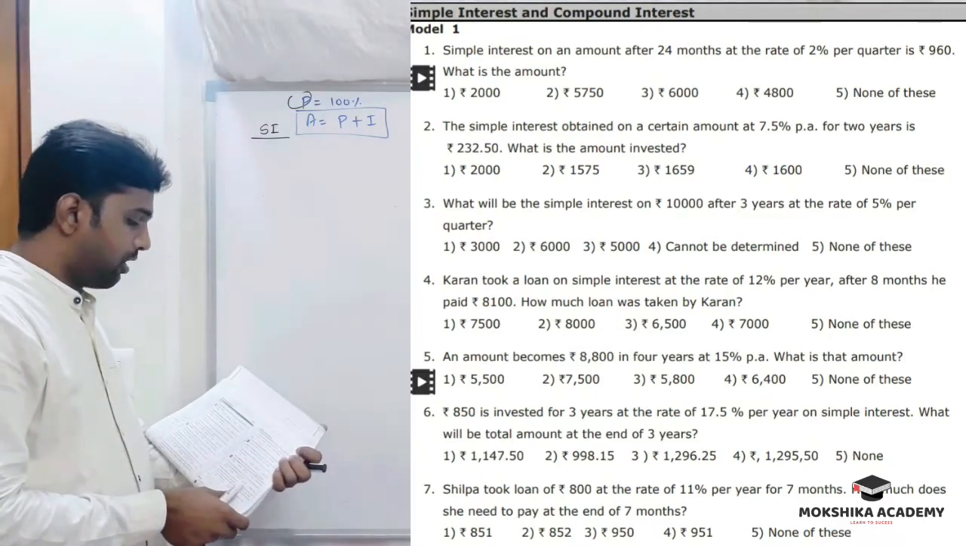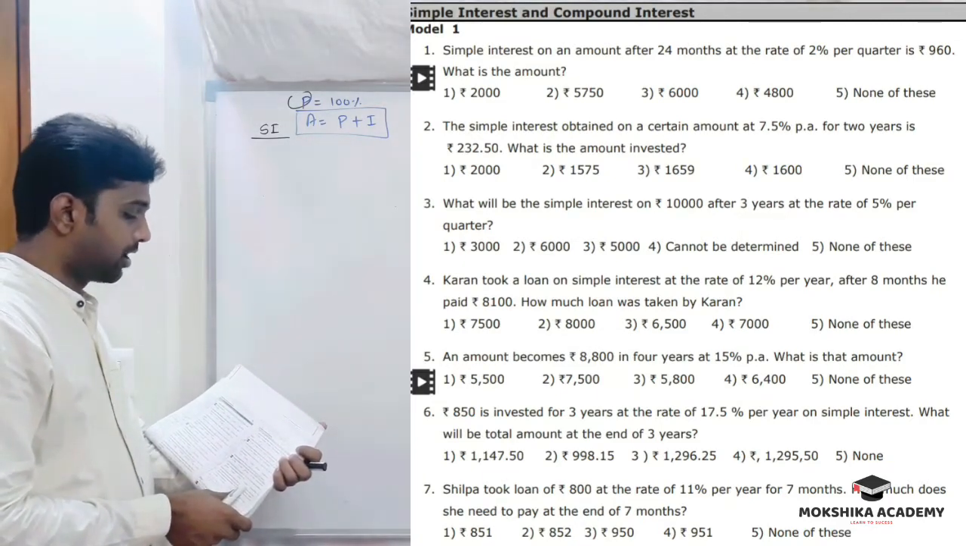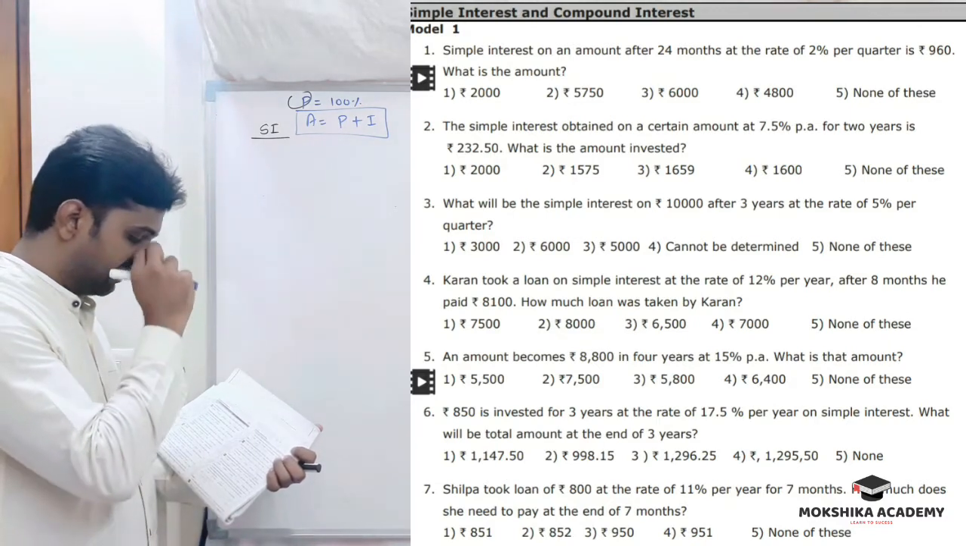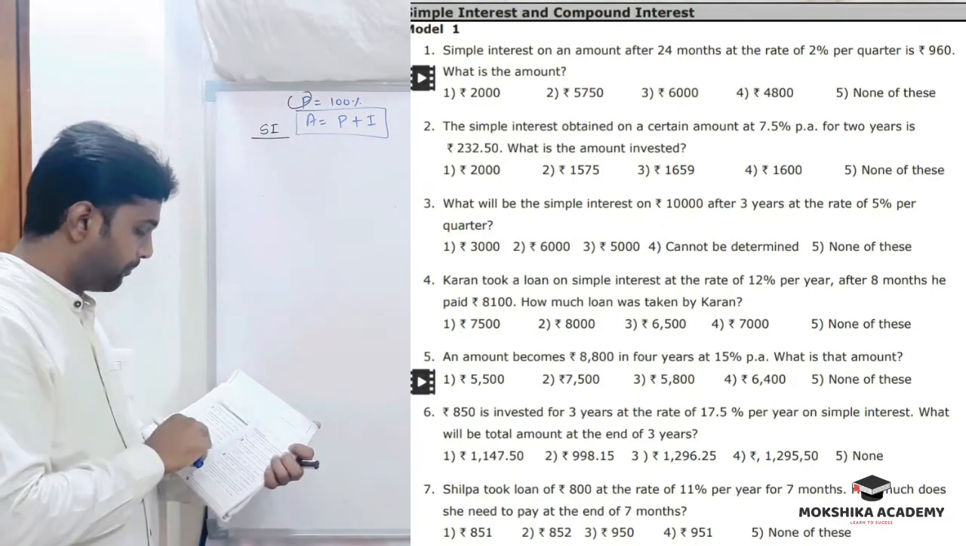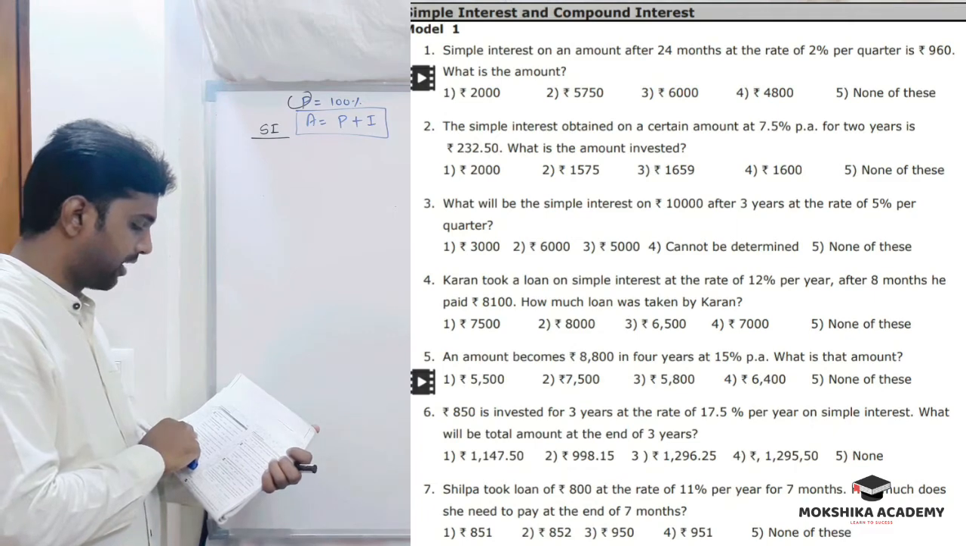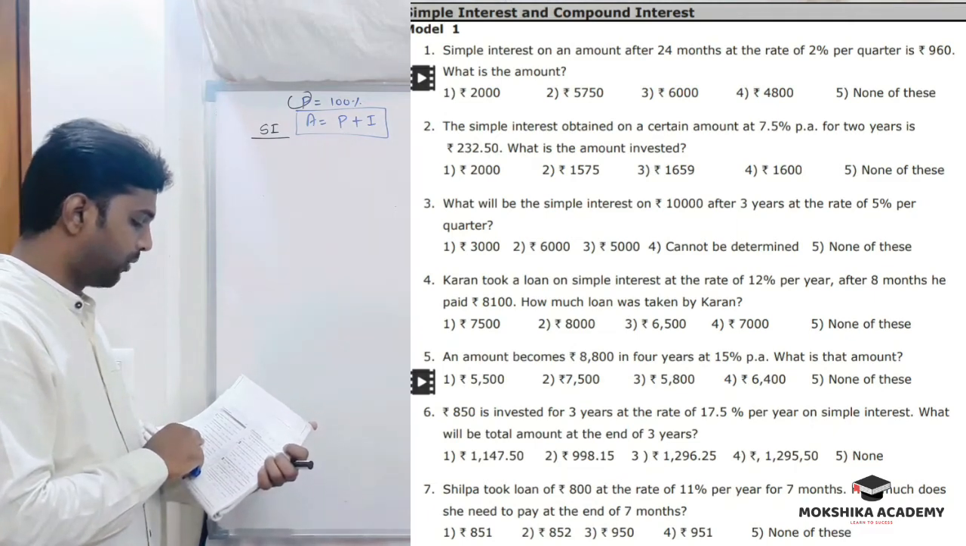Karan took a loan on simple interest at the rate of 12% per year. After 8 months, he paid rupees 8,100. How much loan was taken by Karan?